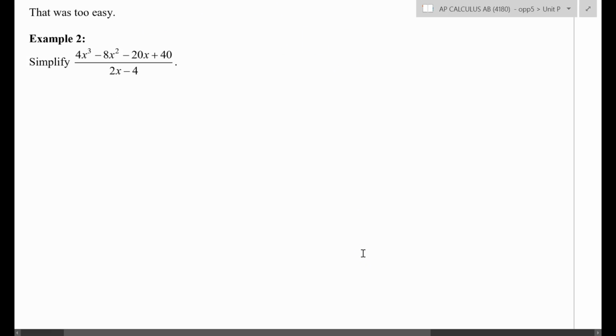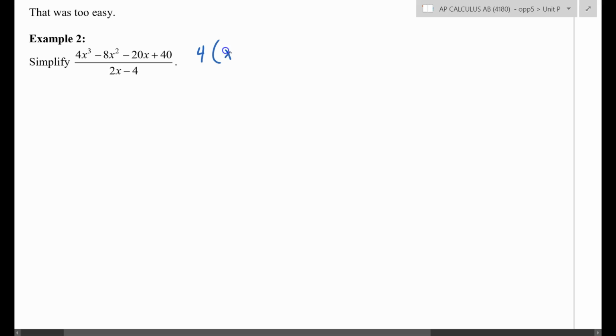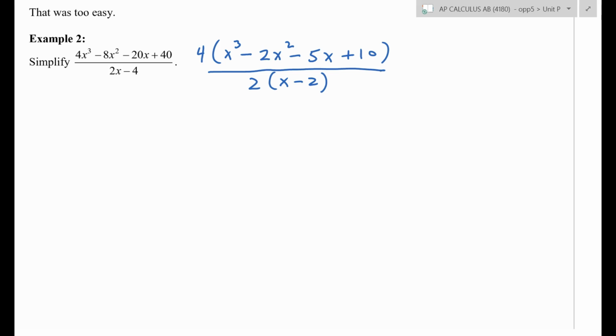Down to the bottom. So that was too easy. So now we look at something that has a little bit more to it. GCF is always our first step. So if I look at the top, I'm taking a 4 out. And on the bottom, I'm taking out the 2. So that's good. But now I have how many things in the parentheses on the top? Too many. I have 4 of them, right?